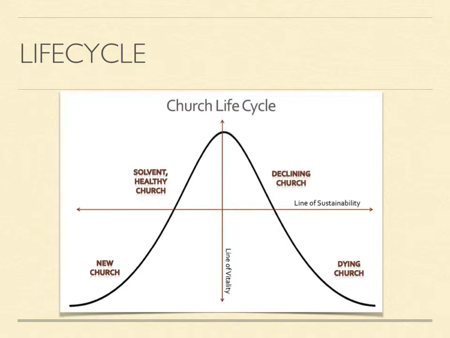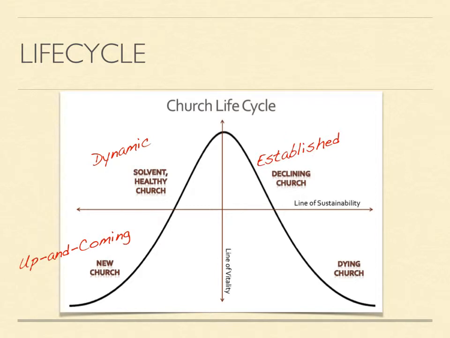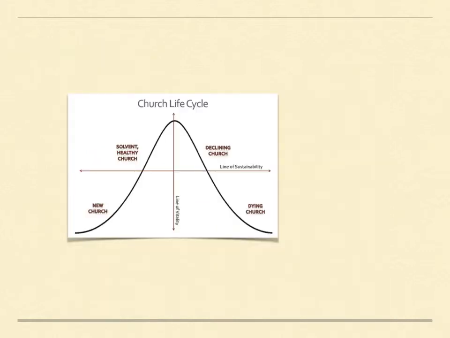We begin on the left side of this graph with what this graph calls new church. Thompson labels it the up-and-coming church. As the up-and-coming church becomes more established and they continue to grow, they become dynamic. This is a solvent or healthy church. At some point, a church, or you can imagine a business or organization, will peak, and then they become established. In the graph we have, they have labeled it a declining church. And then the dying church is what Thompson calls the weakening phase. Now let's look at each of these phases in just a little more detail.